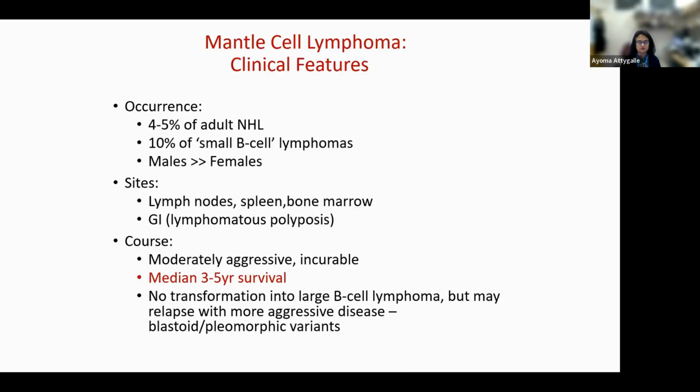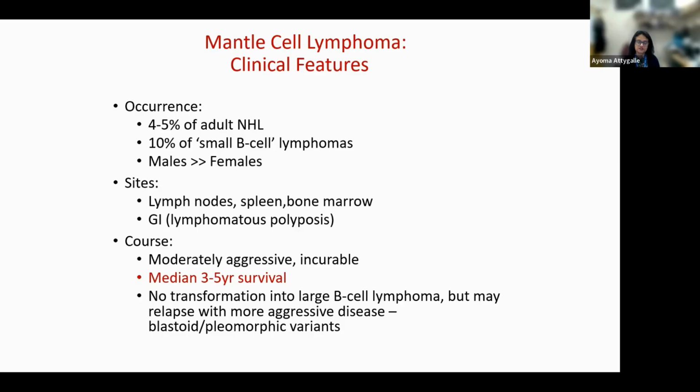Now, mantle cell lymphoma is uncommon, and of the small B-cell lymphomas, it accounts for only 10%. There's a male predominance, and it involves lymph nodes, and it can also be disseminated involving the GI tract, where it's referred to as lymphomatoid polyposis. There's also a form of mantle cell lymphoma that can involve the lymph node, but there are also others which are leukemic and involve the bone marrow and spleen, and we'll come to that in a minute.